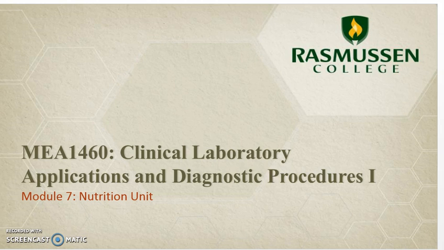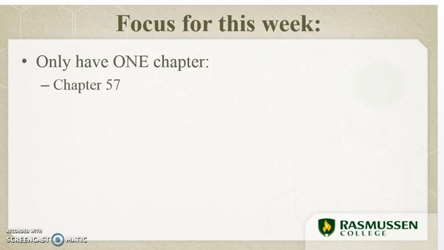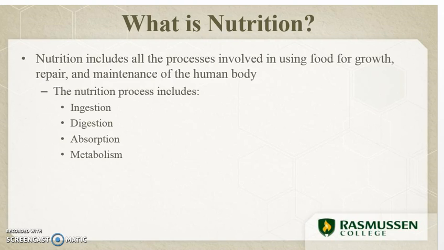So for this week, we are focused on just one chapter, which is chapter 57. This chapter has a lot to it, so let's go ahead and break it on down. To start off, we talk about nutrition, and that includes all processes involved in using food for growth, for repair, and for maintenance. Nutrition includes ingestion, digestion, absorption, and metabolism.